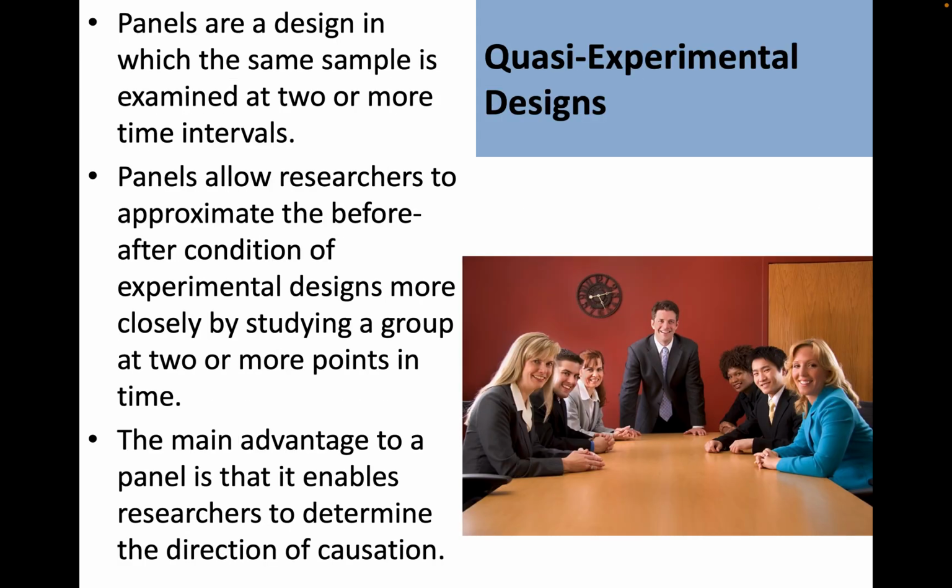Panels are a design in which the same sample is examined at two or more time intervals. Panels allow researchers to approximate the before and after condition of experimental designs more closely by studying a group at two or more points in time. The main advantage to a panel is that it enables researchers to determine the direction of causation.